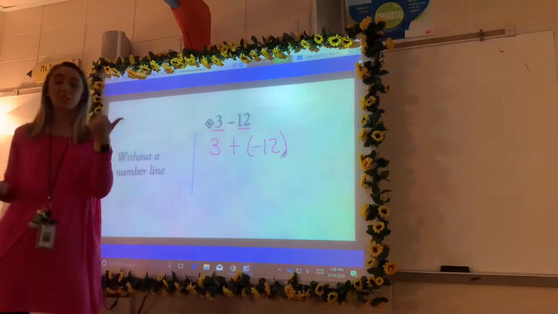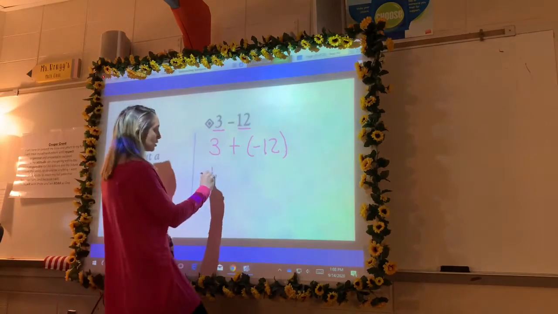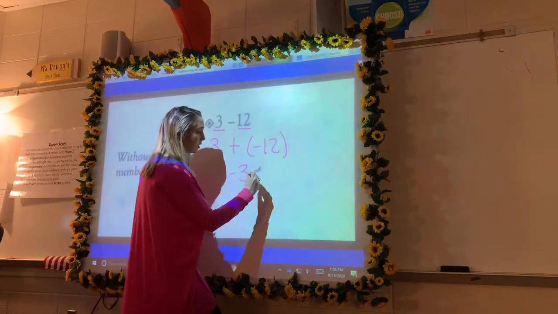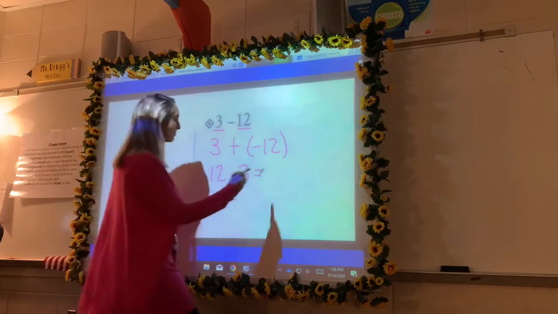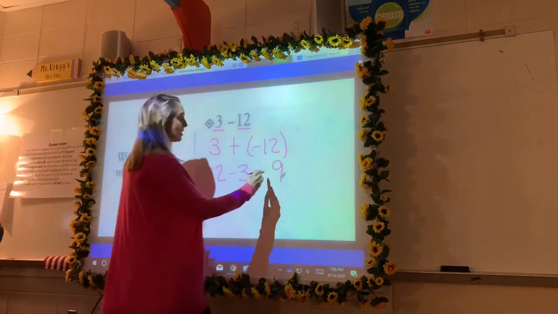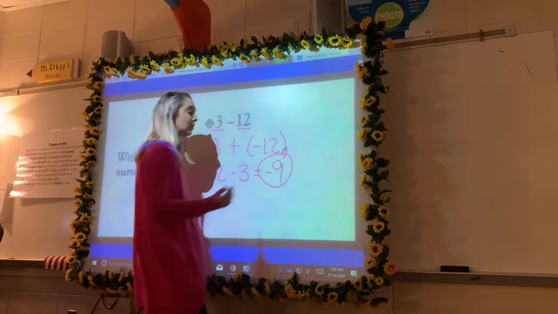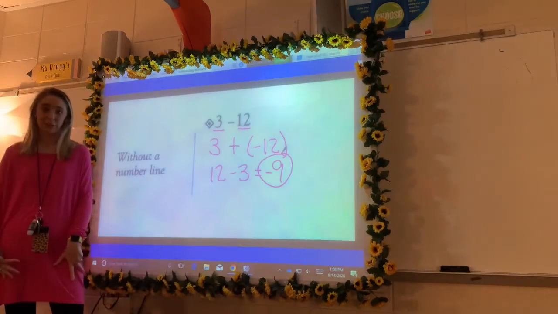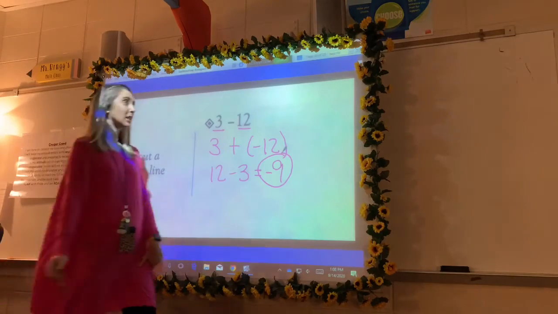All right, our signs are different, so we subtract. So 12 minus 3 would be 9. And then we have to determine, is that 9 positive or negative? In this case, it is negative because 12 had our bigger absolute value. Okay? All right, moving on.